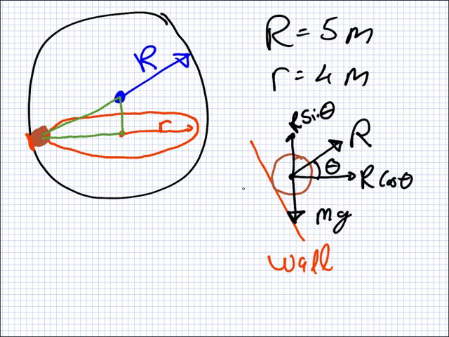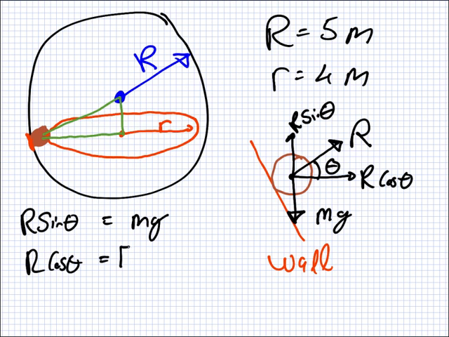Right, so let's have a look here. So I know R sine theta, what should that equal? Mg, the weight, yeah. And R cos theta, the centripetal force, which is ma, which is mv squared over r. Now, this theta here, how big is the hypotenuse? How big is this line? 5. And this line? 4. And so this line? 3.